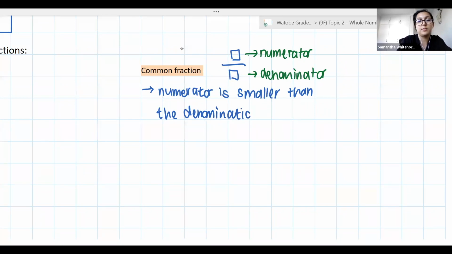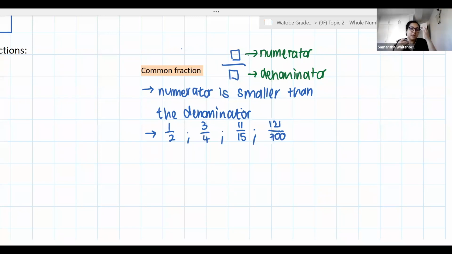And so there are so many examples of this that we can use. So we can think of a half, we can think of 3/4, we can think of 11/15, we can think of 121/700. As long as your numerator or the top is smaller than your denominator, we're working with what we call a common fraction. And so what it's doing is it's representing not a whole, but parts of the whole.